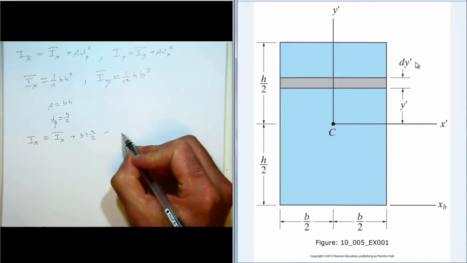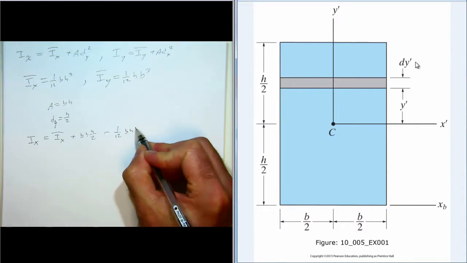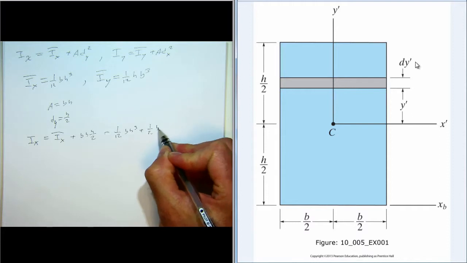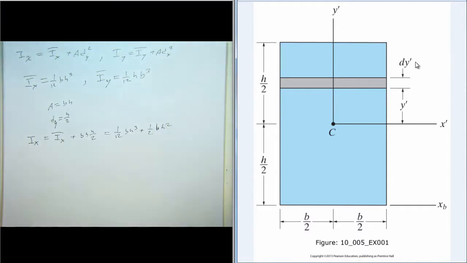So there's the equation. The main idea is that we have moment of inertia about this centroidal axis, and then to get the moment of inertia about a parallel axis, we just add in the product of the area and the square of the distance.